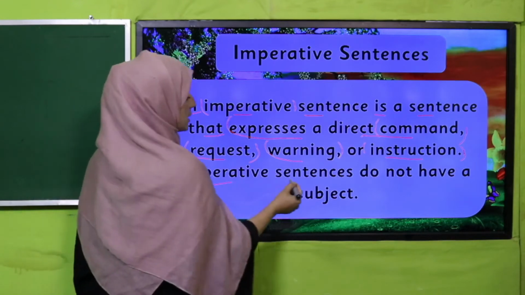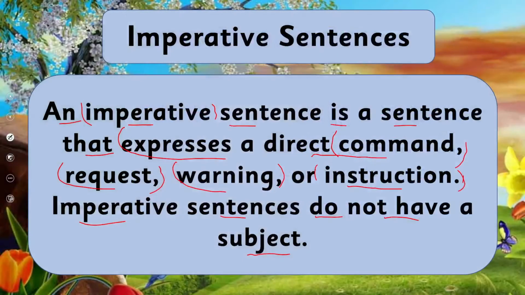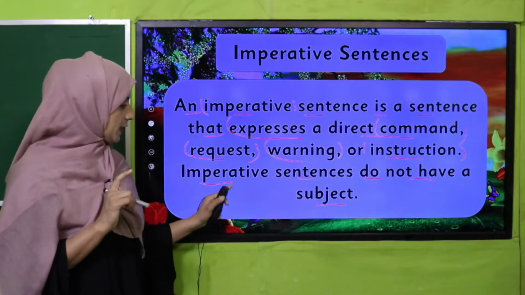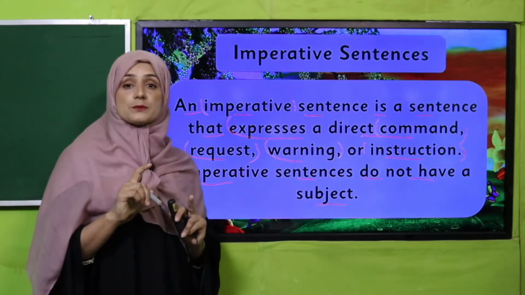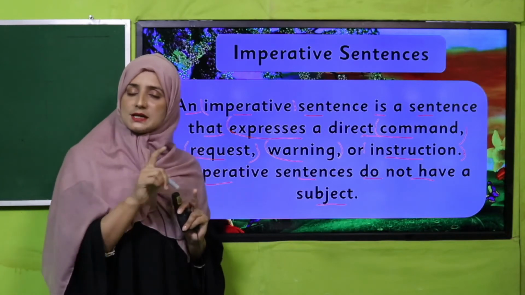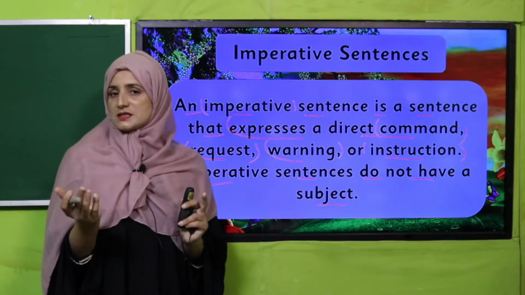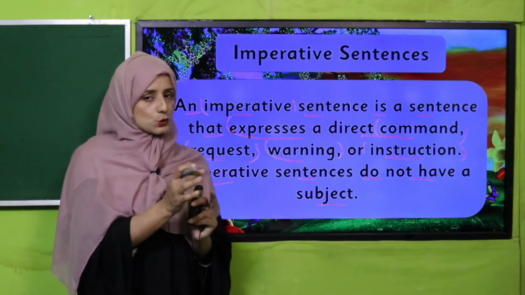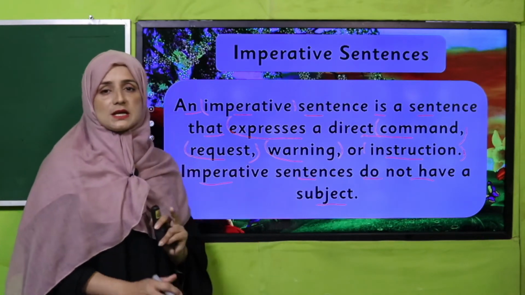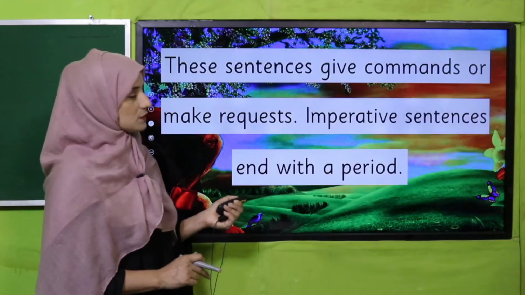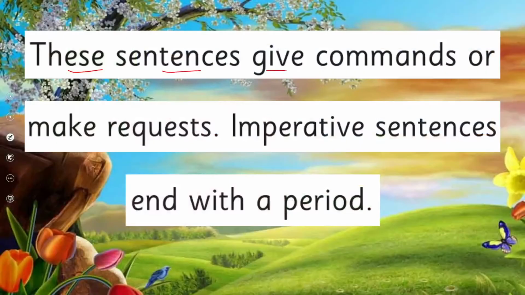Imperative sentences do not have a subject. So keep in mind, my dear students, one thing more I have told you, imperative sentences do not have a subject, meaning they do not start with a subject. This is the simple sentence formula, that we need a subject. So what is a subject? Because the subject performs the action. So we need a subject. But in an imperative sentence, there is no subject. These sentences give commands or make requests. An imperative sentence ends with a period. Do you know period? It means full stop. Such types of sentences end with a full stop.